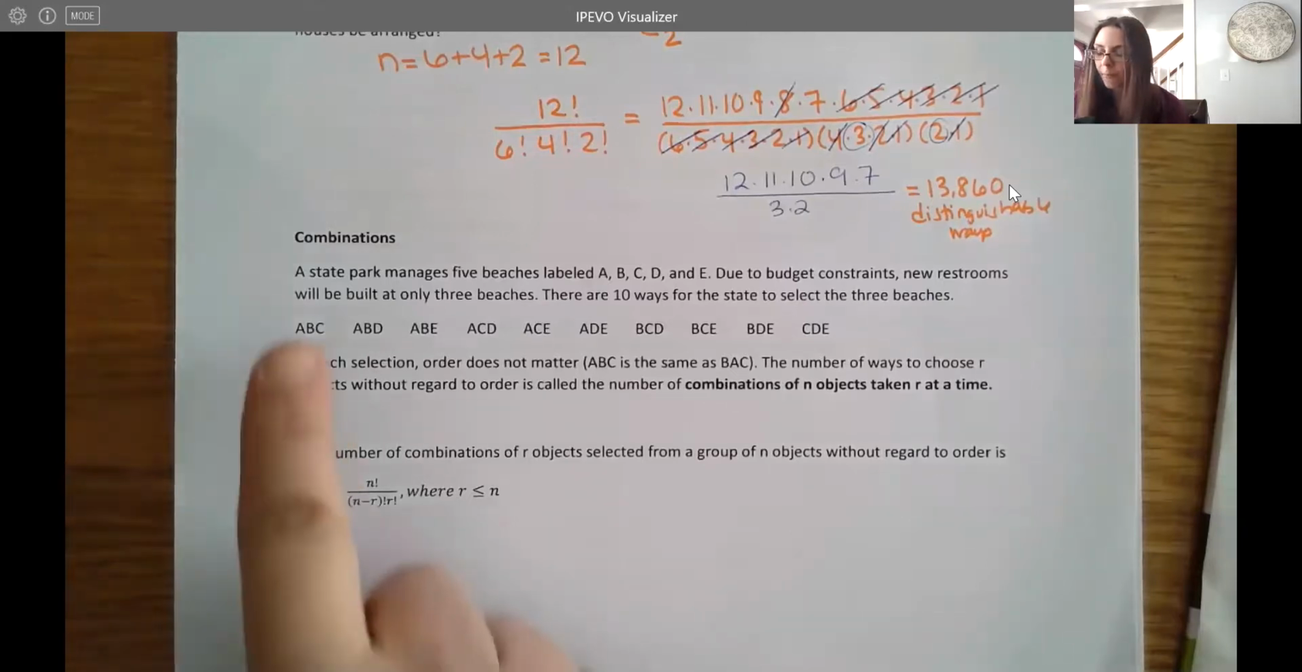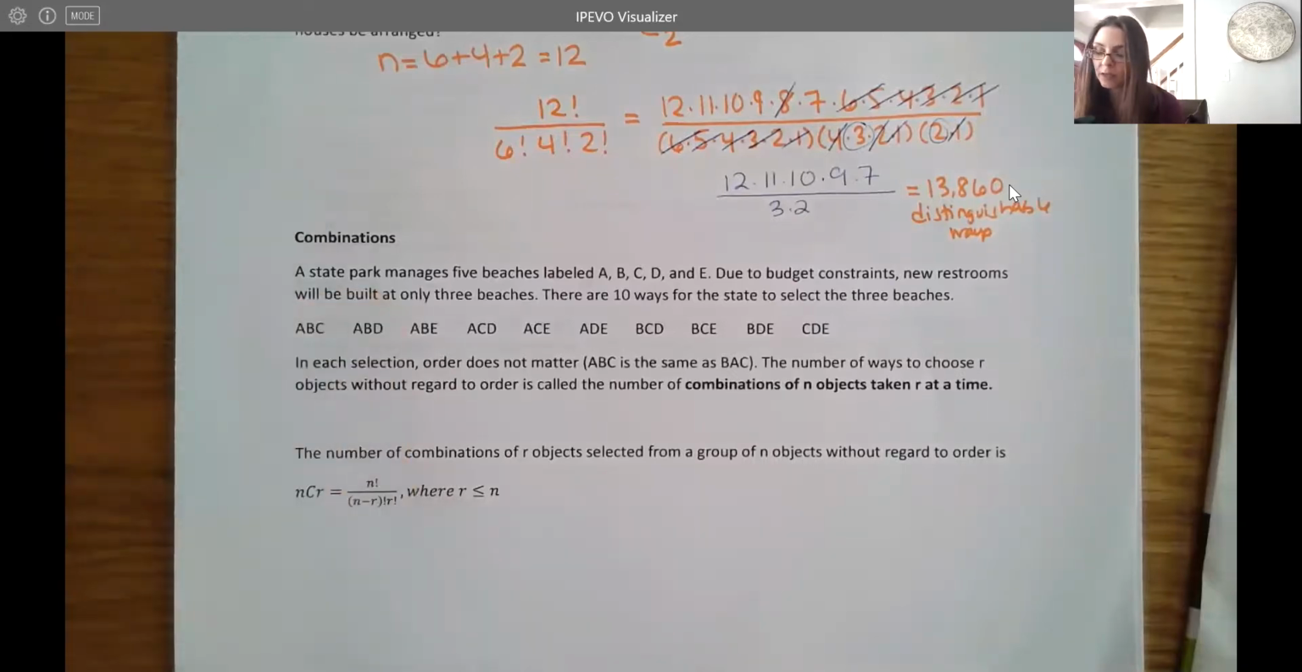So for instance, a state park manages 5 beaches, and we'll label them A, B, C, D, and E just to make it easy to talk about. Due to budget constraints, new restrooms will only be built at 3 of the beaches. And there are actually 10 ways for the state to select the 3 beaches.